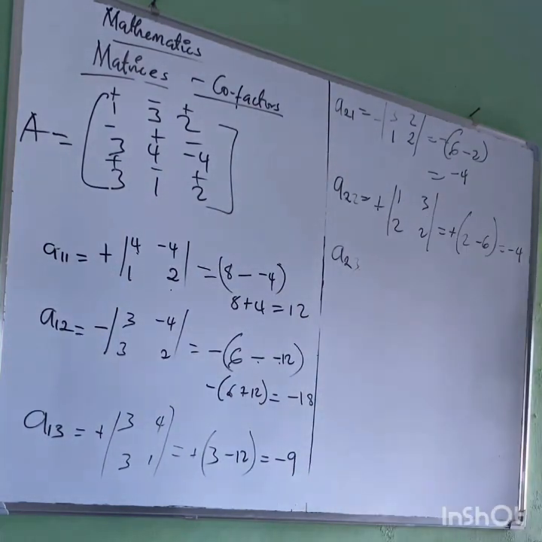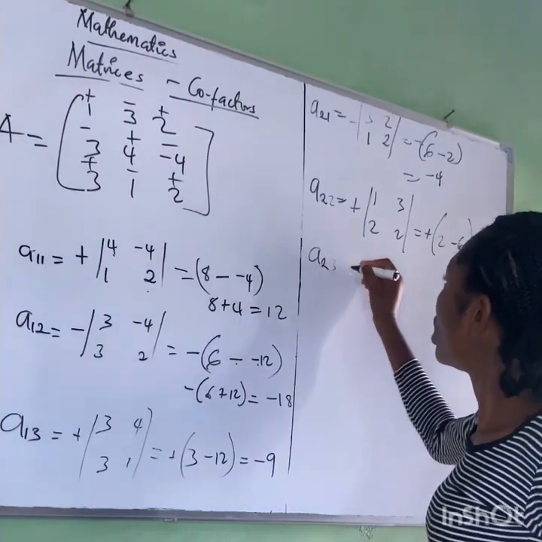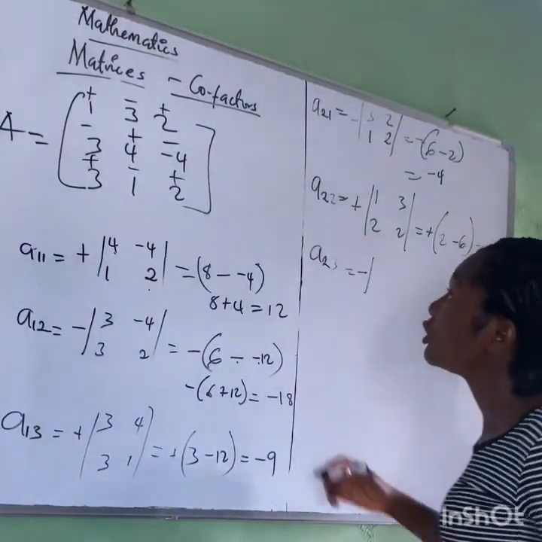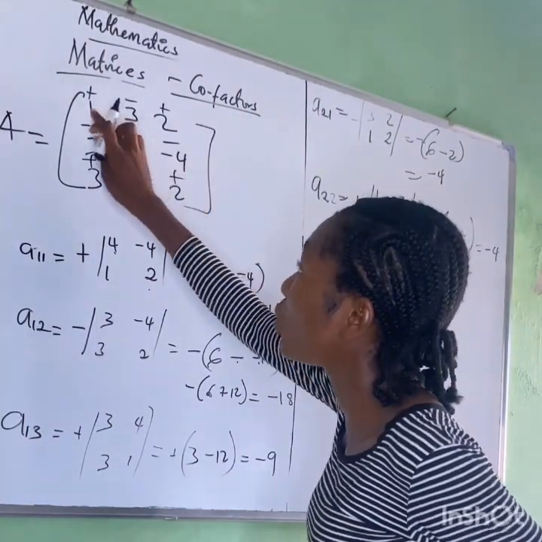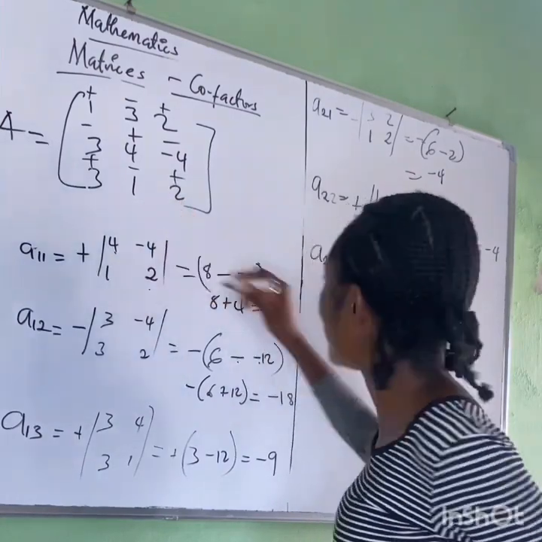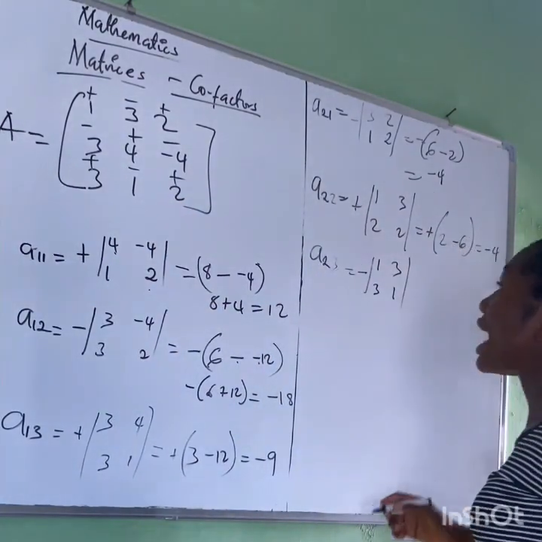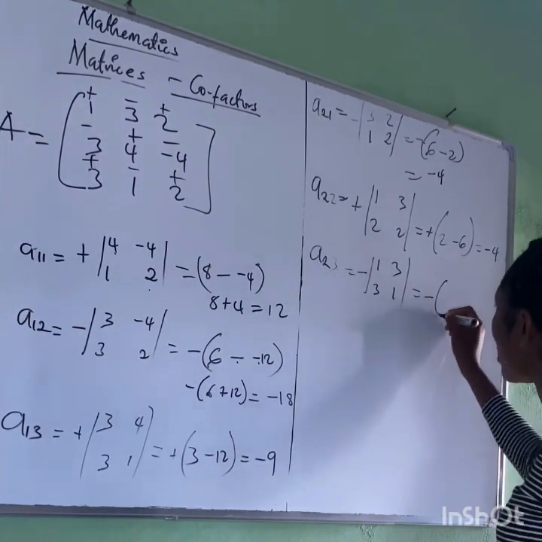For our second row, third column, our sign here is a minus. Then we have our minor, right? When we eliminate our second row and our third column, we're left with 1, 3, 3, 1. So we're going to be having 1, 3, 3, 1, and then our principal diagonal will be having our minus sign, right? Minus is outside our bracket.